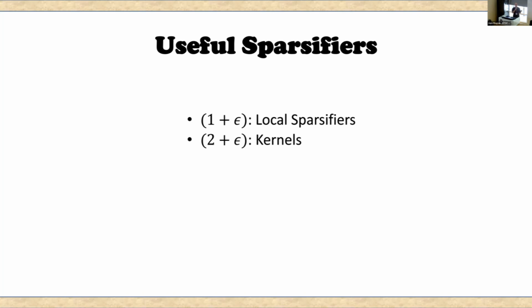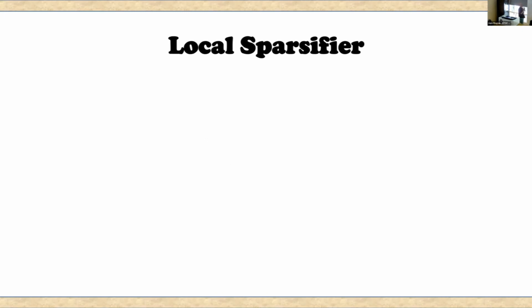Then we'll talk about kernels that will give you a roughly 2 approximation. And then we'll talk about something kind of in between, which is called edge degree constrained subgraphs. And the reason I'm going out of order is to maybe motivate the last one, which is maybe a little less intuitive.